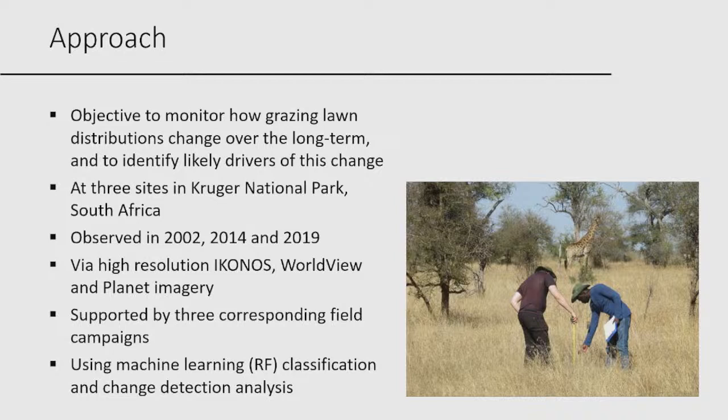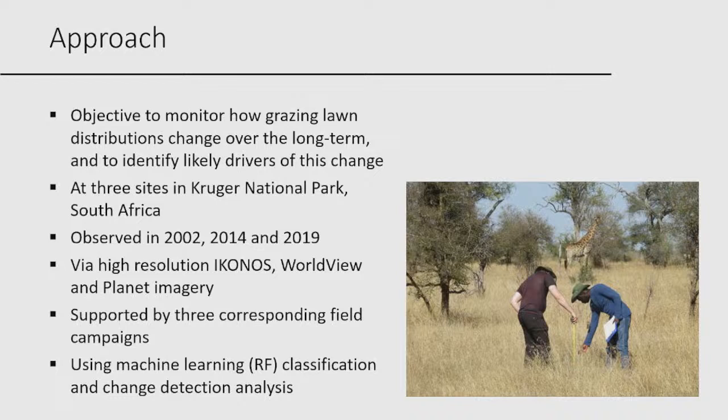And we observed these over 3 dates. 2002 was the first one, when we first came out and did field work here. Then 2014 and 2019, using high resolution imagery, so Ikonos, WorldView, and more recently Planet imagery, which is a wonderful resource for people in tropical parts of the world to get free high resolution imagery. You have to pay for the other ones.